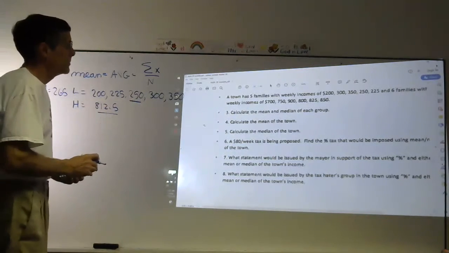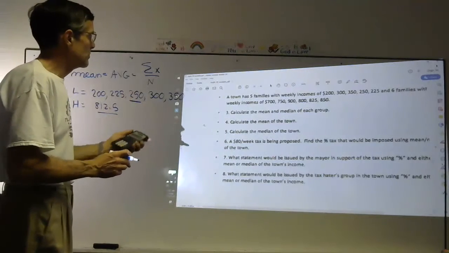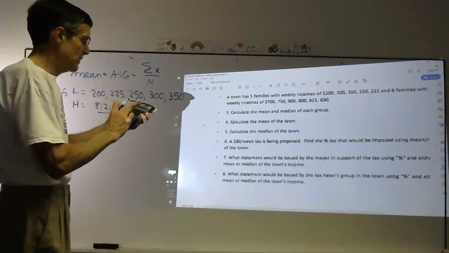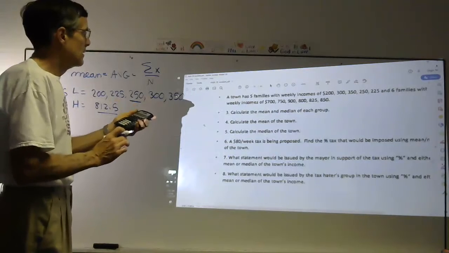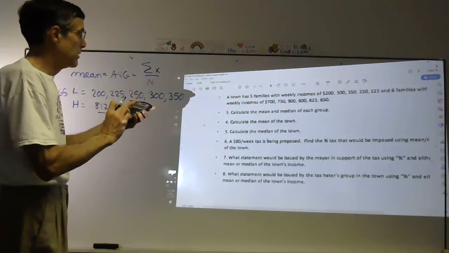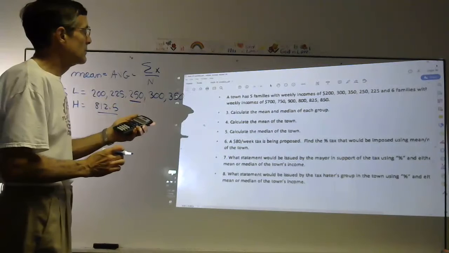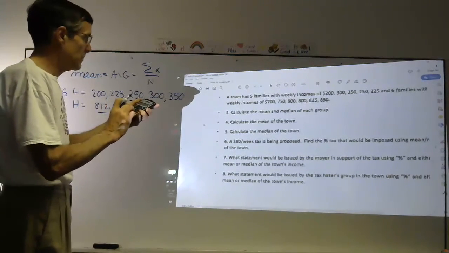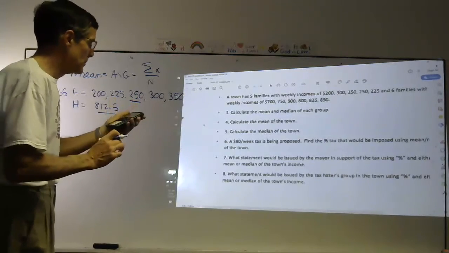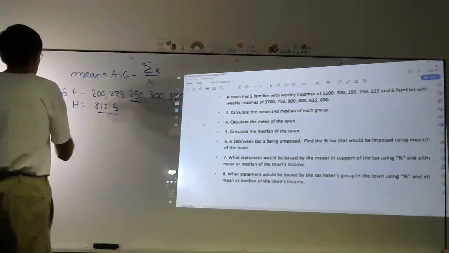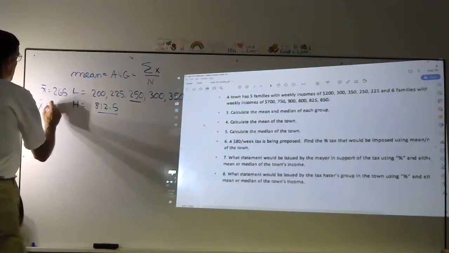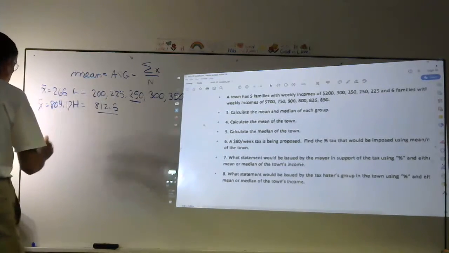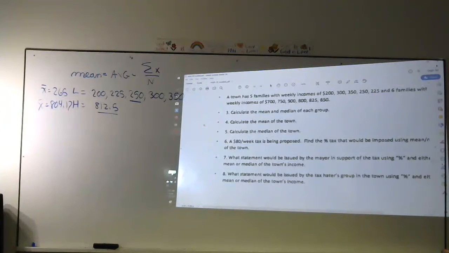Now let's add them all up. I'm not sure I want to add those in my head. So I have 1450 plus 1700 plus 1675 equals, divided by 6 equals 804.17. 804.17. All right, so there I have medians. I've got means, okay, for each group.